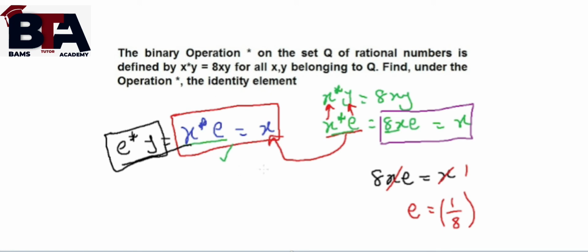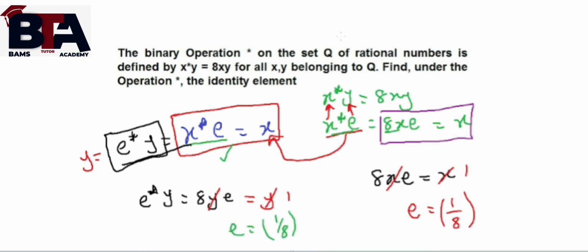Okay, so trying it again, I will have e asterisk y is equal to 8ye. So I will have this equal to y, because this one will be equal to y, just the way the other was equal to x. We get that number back. All right, so y cancels y here, we have 1. Therefore in this other part of the law, e is still the same as 1 over 8, and we are getting the same answer just like the first condition. Therefore the identity element for this question is 1 over 8.